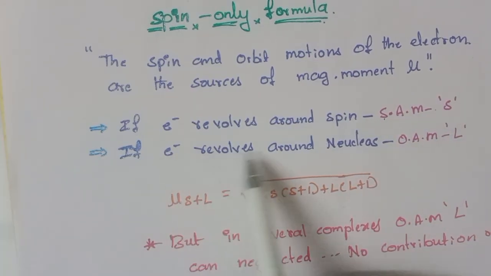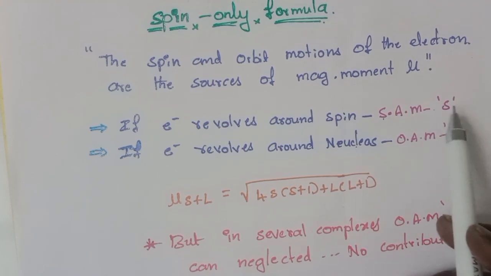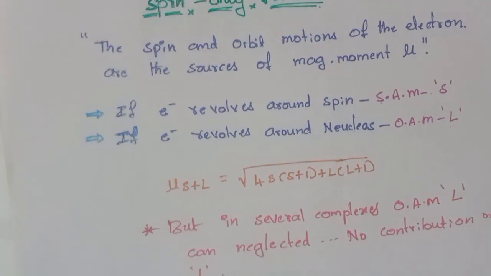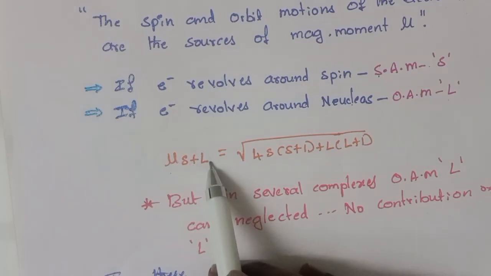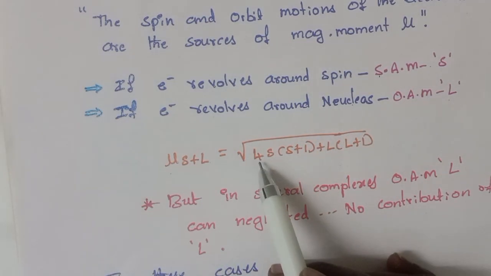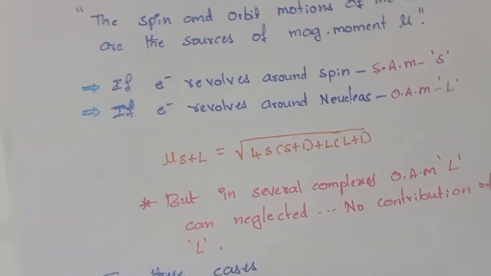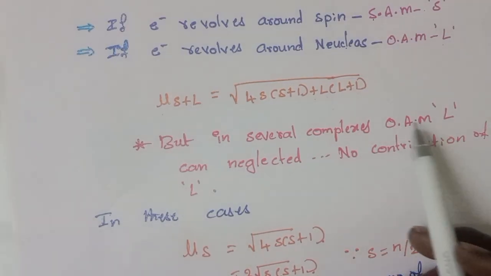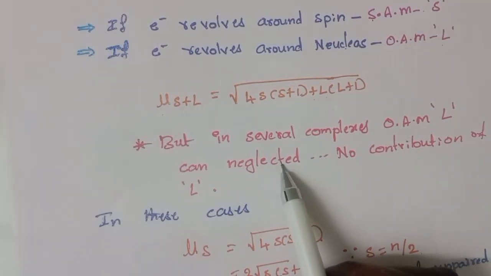If the electron revolves around the nucleus, it produces orbital angular momentum, capital L. This S and L are the sources to calculate the magnetic moment, mu S plus L. So mu S plus L is expressed as square root of 4S(S+1) + L(L+1). But in several complexes, orbital angular momentum L can be neglected. That means the quenching of orbital angular momentum takes place.